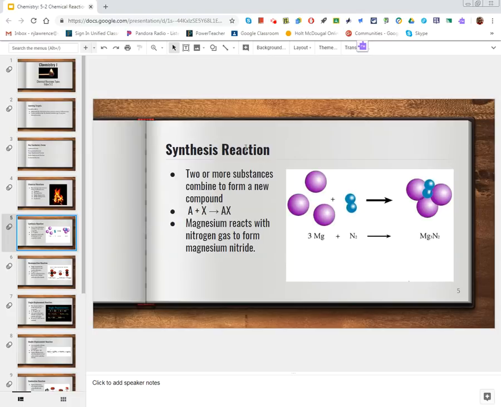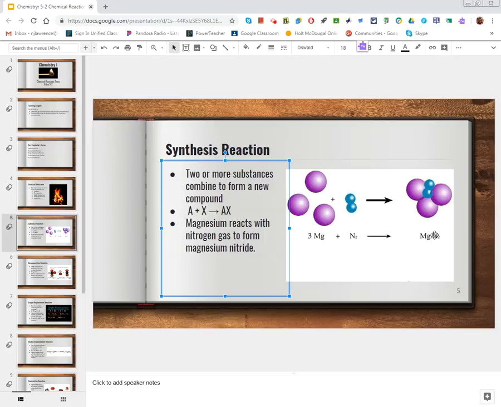You will notice a synthesis reaction will have 2 or more substances coming together to form just one product. So an easy way to recognize a synthesis reaction is there will only be one product formed. If there's more than one product, you know it's not going to be a synthesis reaction. So here in our generic equation, we have A plus X to create AX. And the actual example of this would be when magnesium reacts with nitrogen gas to form magnesium nitride.